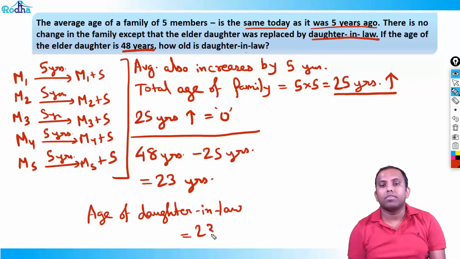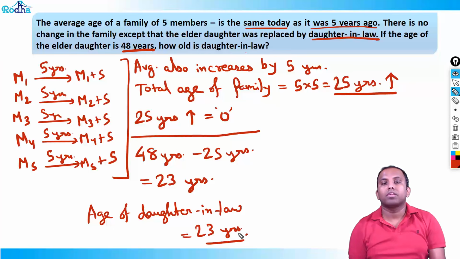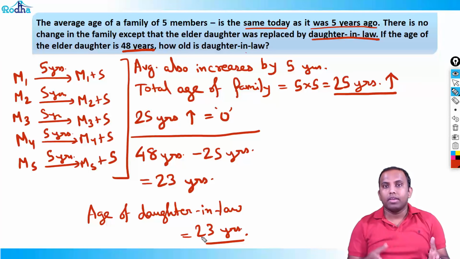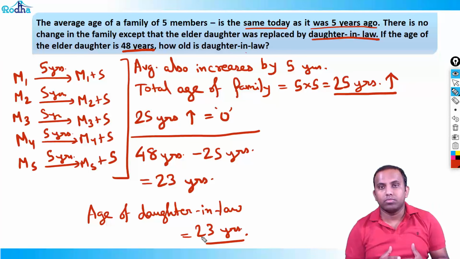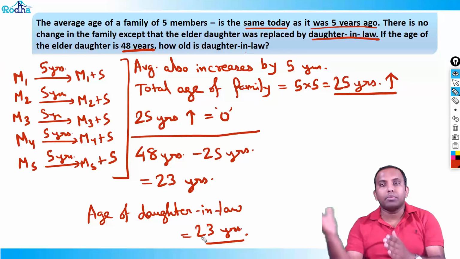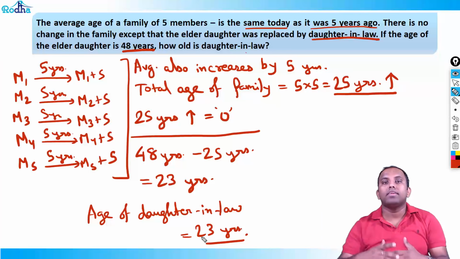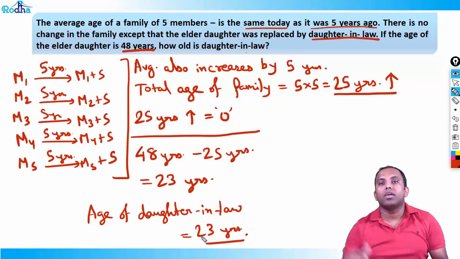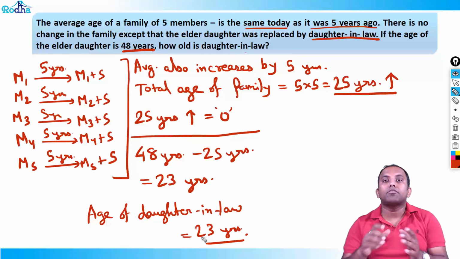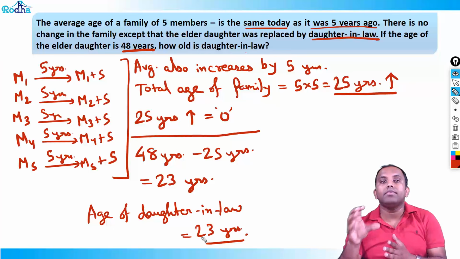Right, very simple concept. You can do it without a pen now. If you get this concept, do it without a pen. The average age of a family of 5 members is the same today as it was 5 years ago. So normally every person in the family will grow by 5 years in 5 years, so the total age increases by 25 years. But it has become 0, which means the total age increase is 0.